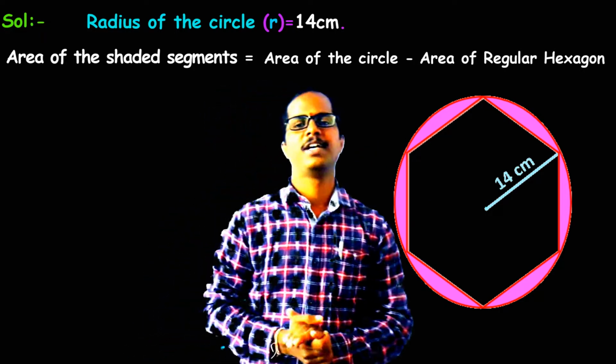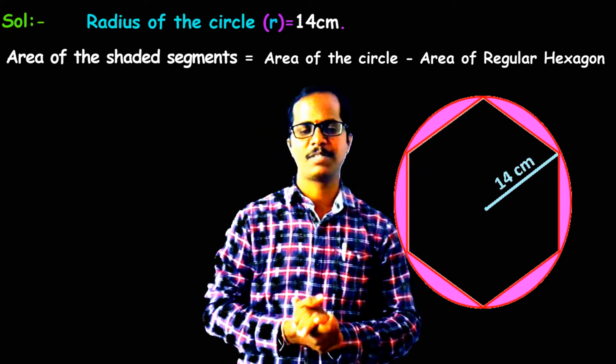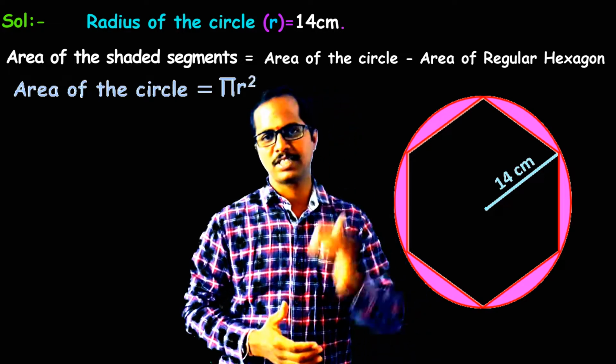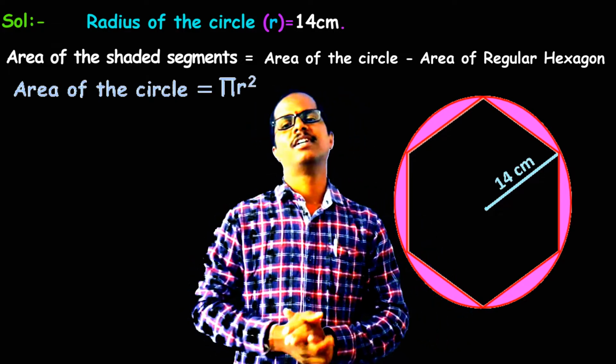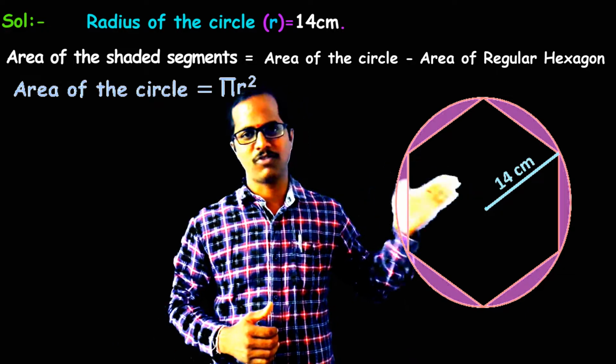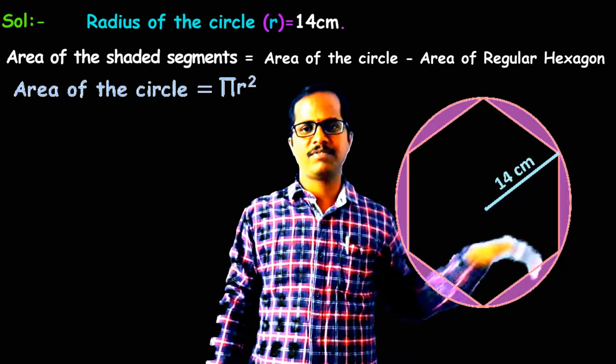So let us do this. First we need to find the area of the circle. What is the formula for finding the area of the circle? It is pi r square. To find the area of the circle, what information do we need? The radius of the circle. Do we have that? Yes, we have it. That is 14 centimeters. So the radius of the circle is 14 centimeters. Let us find the area of this circle.